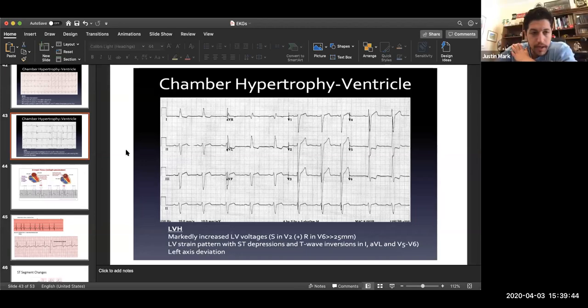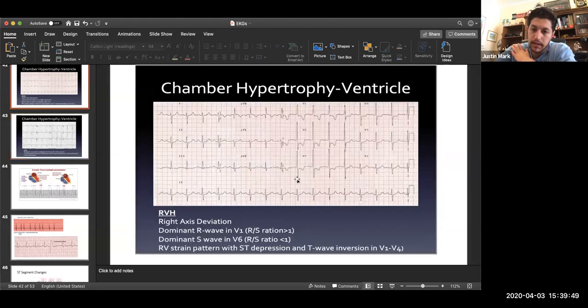Okay. Everybody good with that? Left ventricular and right ventricular hypertrophy are very easy to see on an EKG. When you see huge spikes like this, it's probably going to be hypertrophy.